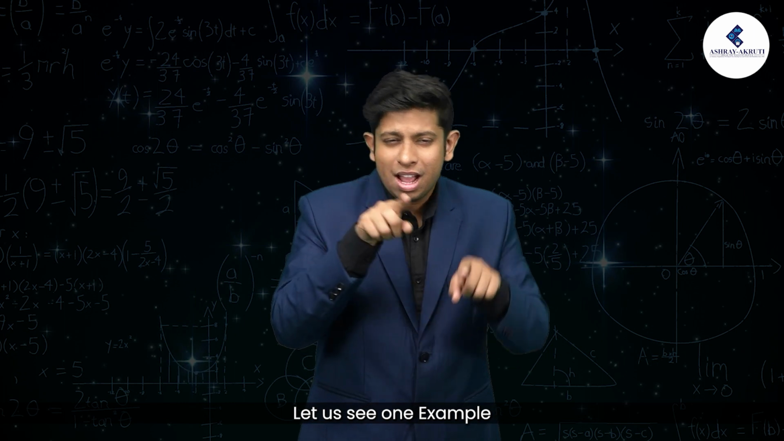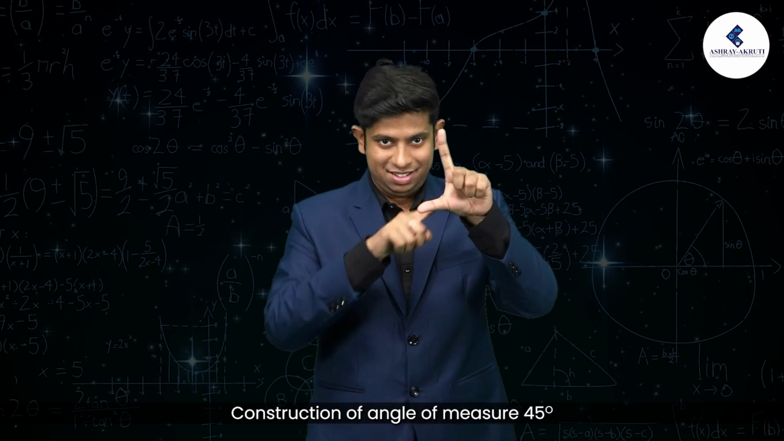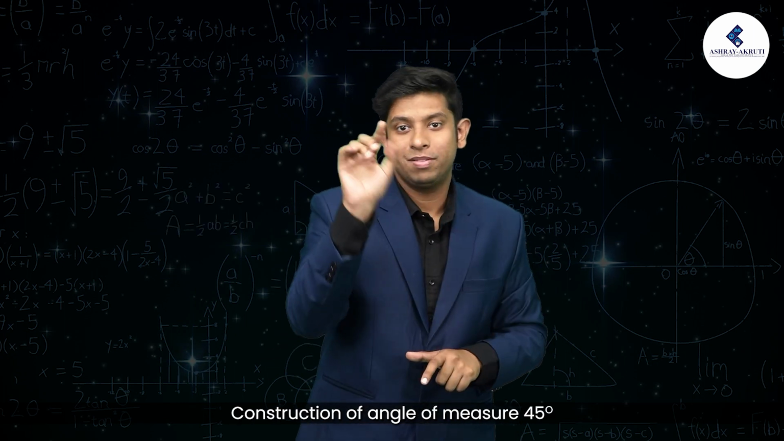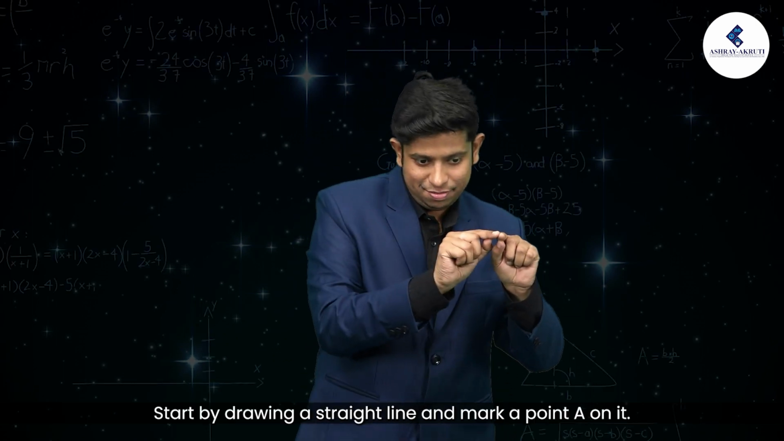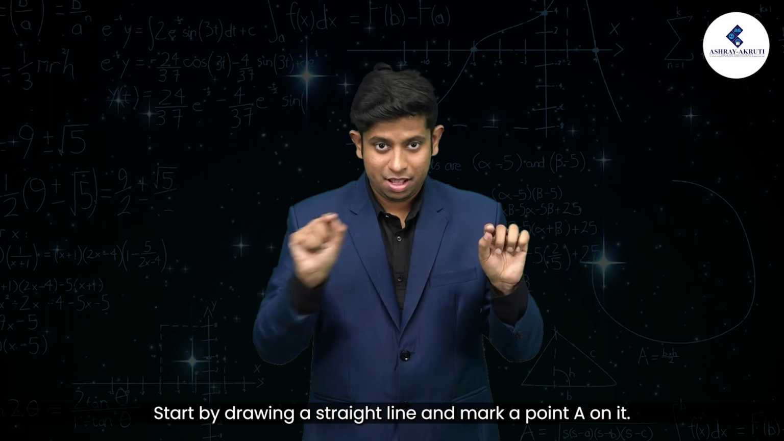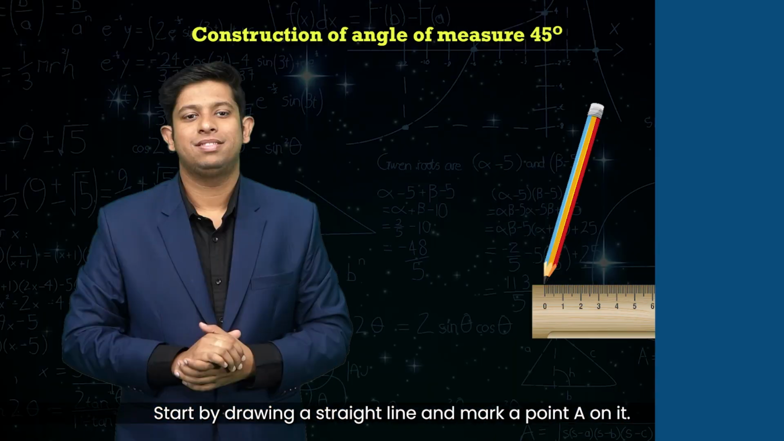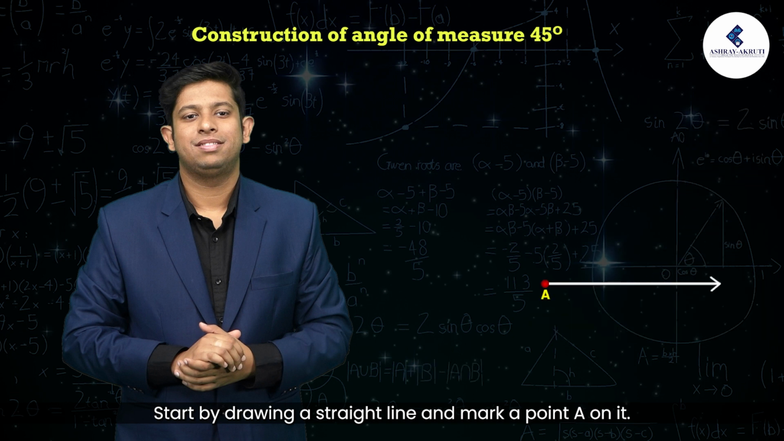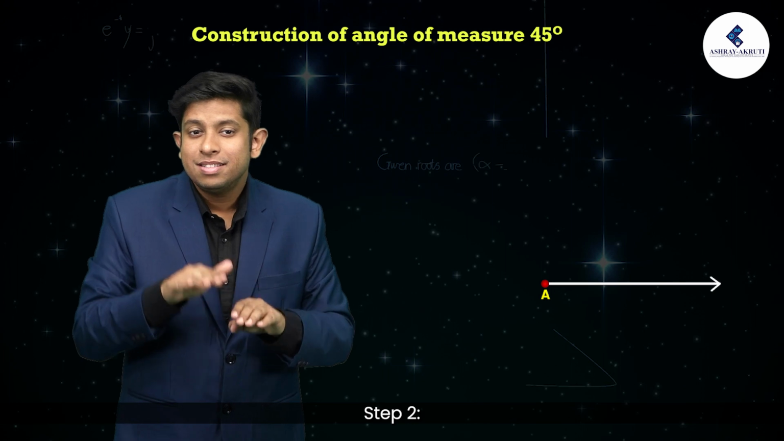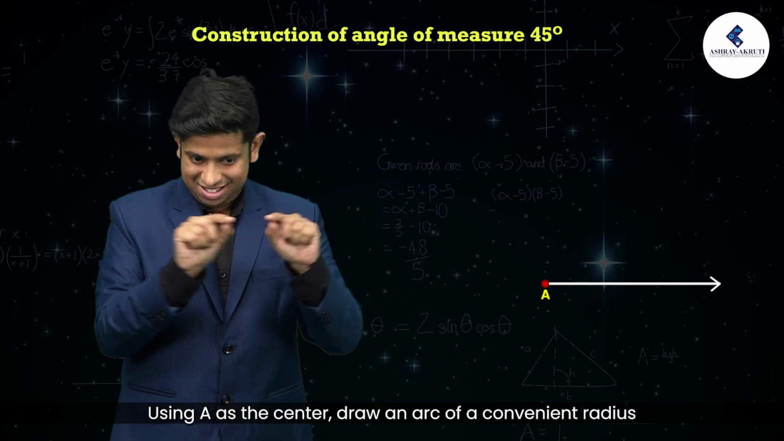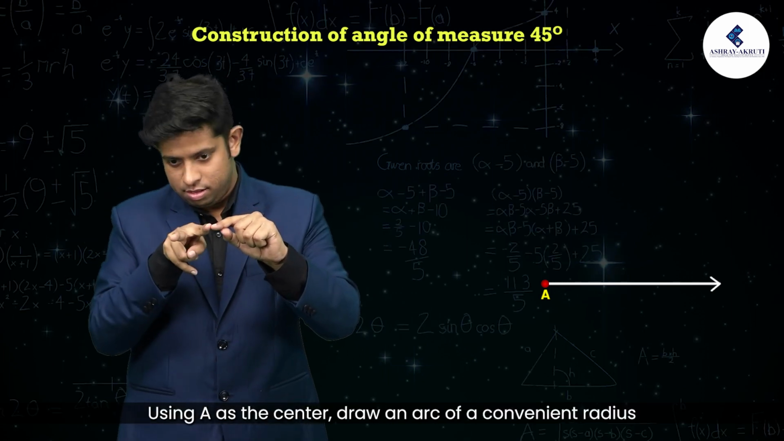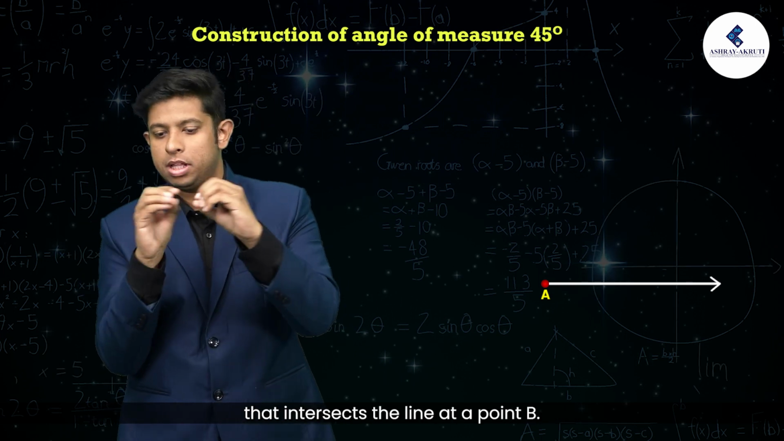Let us see one example. Construction of angle of measure 45 degrees. Step 1. Start by drawing a straight line and mark a point A on it. Step 2. Using A as the center, draw an arc of a convenient radius that intersects the line at a point B.